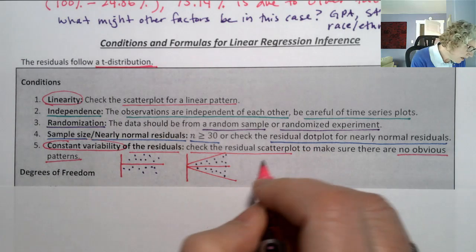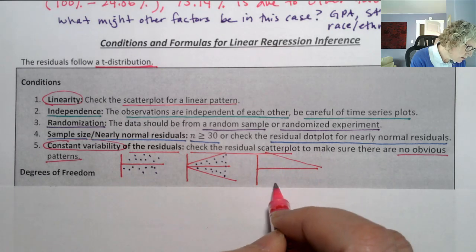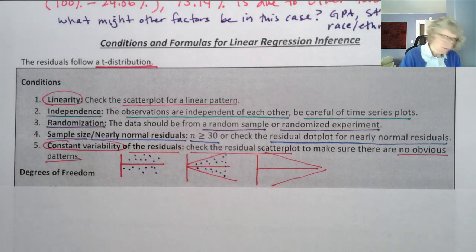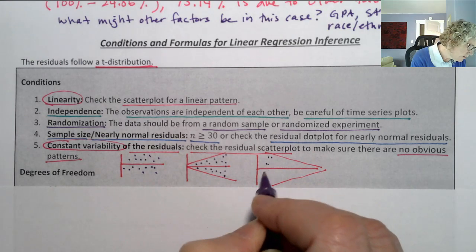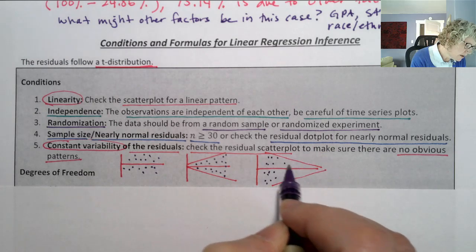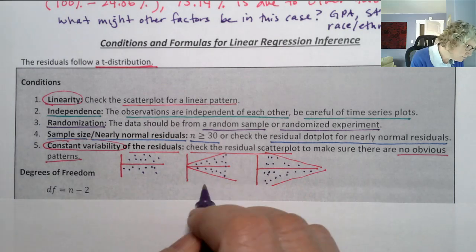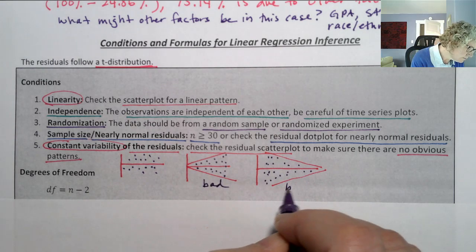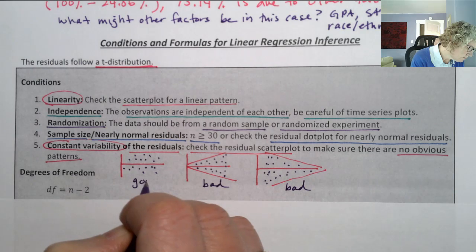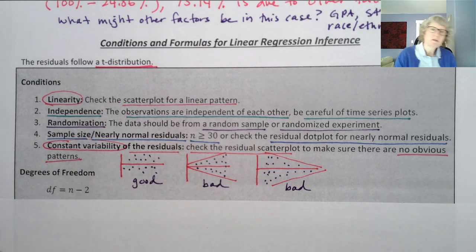It could also go the other way, or it could go up and down, but I'm just going to draw the two extremes. Maybe there's a lot of variability in the early, in whatever the lower x values are, and then not much variability. Okay, so these two are bad. This one is good. We want no obvious patterns, okay? Constant variability. So that's one of our conditions for inference.